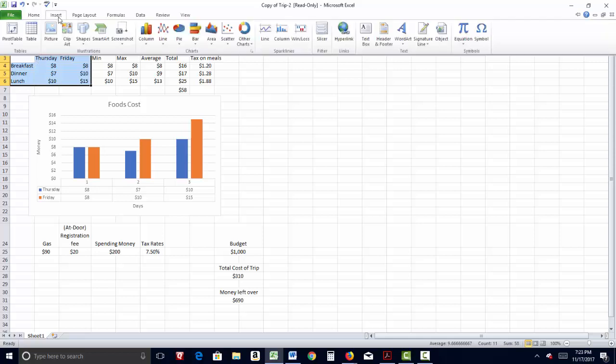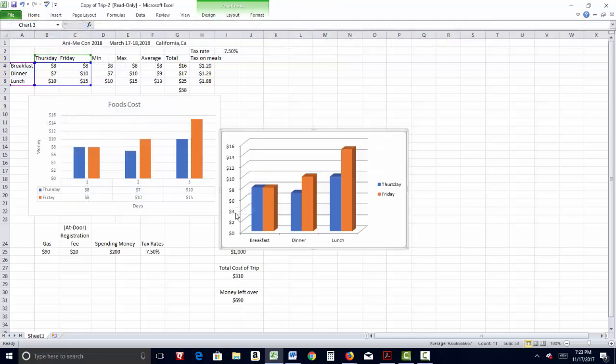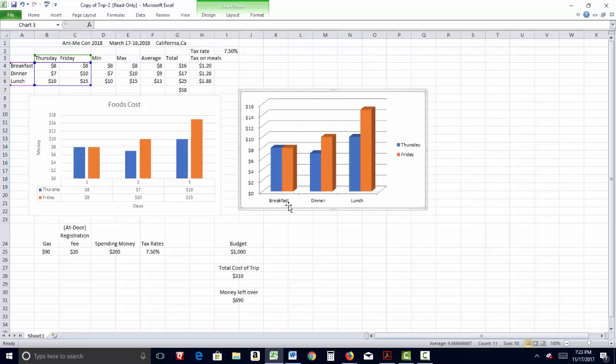If I go here and I insert a chart, and I do a 3D column chart, look at the difference between these two charts. This has breakfast, lunch, and dinner. It has the dollar amounts. It has the Thursday and Friday. Well, from working with your charts, you know you can move your legend around. Make sure that you add titles, you add food cost, you add other things that you want to add to your chart. You can modify your chart. But that's the difference in the range you select for your chart.